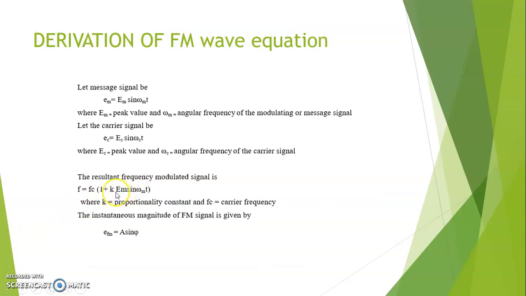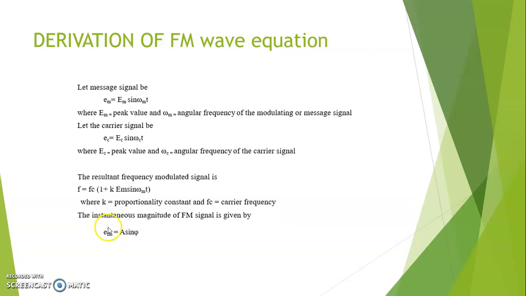That is K, which is a proportionality constant, and it is going to vary with the instantaneous amplitude of the message signal, and the instantaneous amplitude of the message signal is given by this value, that is Em sine omega mt. We are going to multiply it with a proportionality constant and we are going to add it with the carrier frequency.